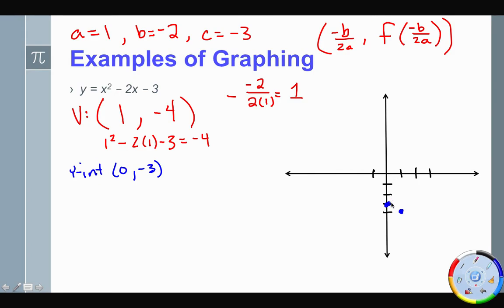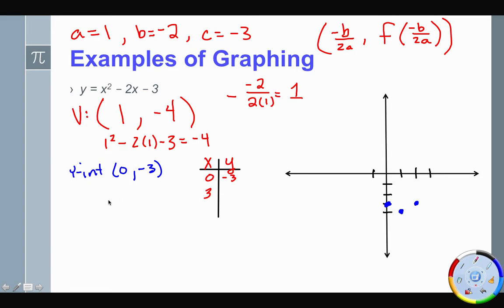Well, if we have 0, negative 3, we have its mirror image on the other side of the vertex. Its mirror image here is going to be 2, negative 3. And let's go ahead and find a quick coordinate here, quick table. If I said x and y, we already said x is 0 gets us negative 3. We already know what happens when x is 2. What happens when x is 3?